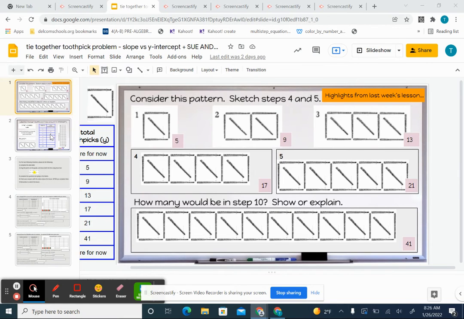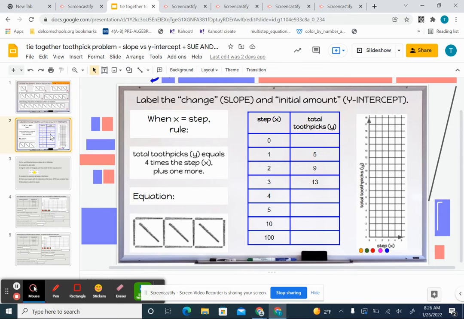Okay, so let's go to the second slide. We were looking at the data in a data table. Step 1 had 5 toothpicks, step 2 had 9, step 3 had 13. If you keep adding 4, you have 17, and 21 for step 5. One of the rules was we take 4 times the step and add 1. So step 10, 4 times 10 is 40, add 1, that would have to be 41. For step 100, we could take 4 times 100, 400, and add 1. So that's 401.